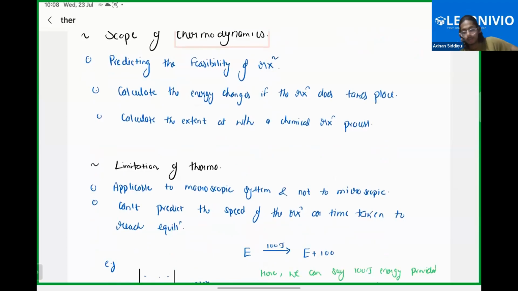Calculate the extent to which a chemical reaction proceeds. The extent, like whether a reaction is going at 70%, 60%. The extent is also talked about while we are talking in terms of thermodynamics.